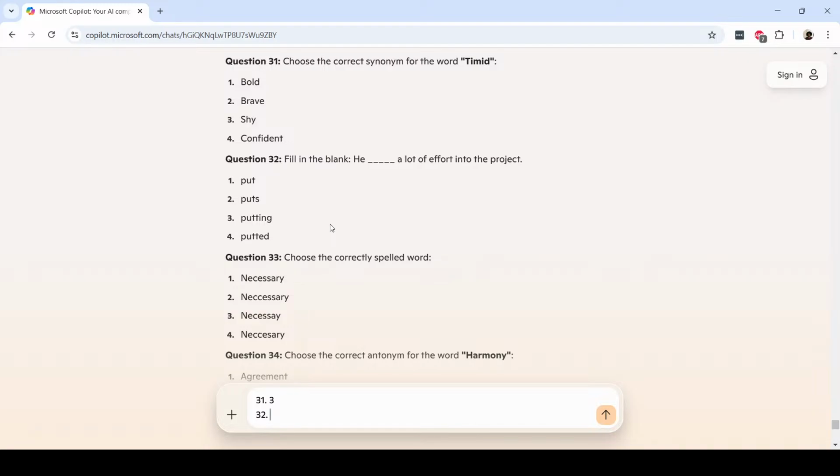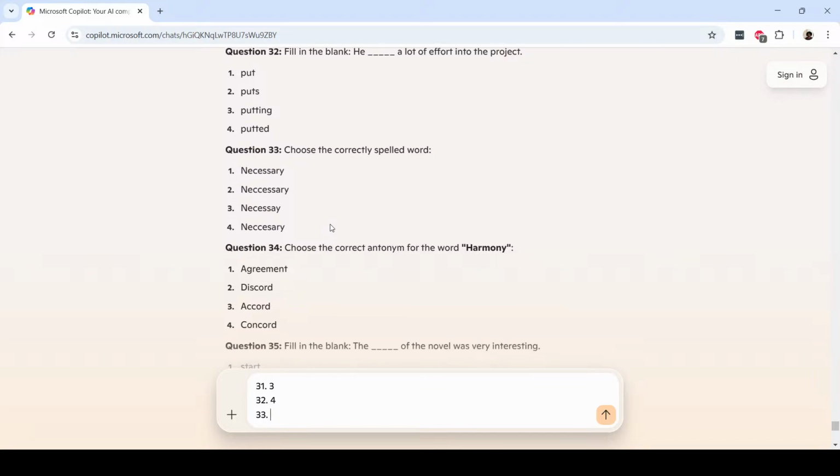Okay. He put a lot of effort into the project. Yes. I'm tempted towards D. Choose the correctly spelled word. Necessary.